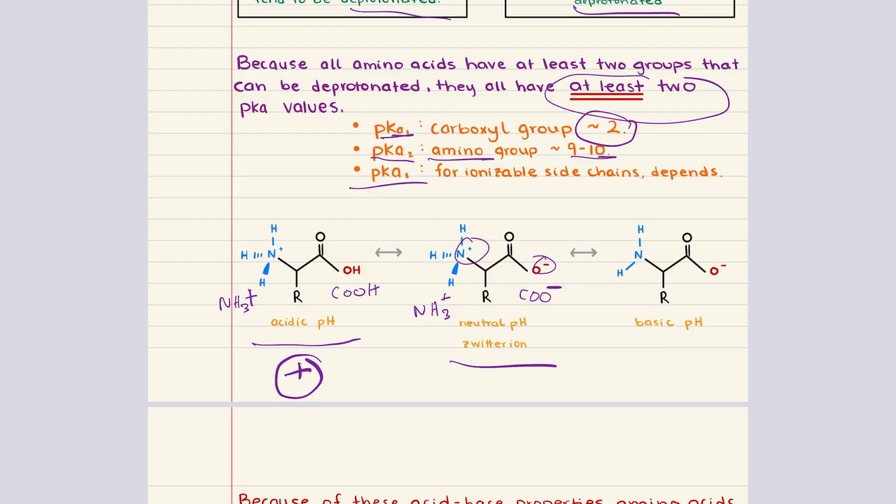But if we continue to raise the pH into basic territory, the amino group eventually loses its proton too. So NH3 plus now becomes NH2. And both functional groups are deprotonated, and the overall charge on the amino acid is now negative. So to summarize this trend, at low pH, amino acids carry a positive charge. At neutral pH, they exist as Zwitter ions with no net charge, and at high pH, they carry a negative charge.